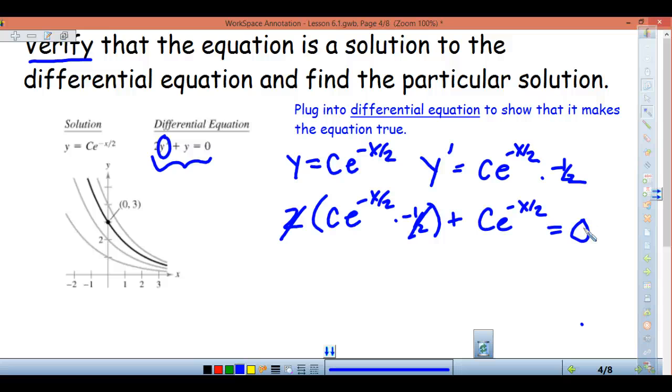Next, it asks me to find the particular solution. So this is a general solution because it contains an unknown constant. And what I need to know is I've been given a sketch, or a partial sketch I should say, of this solution, and it happens to pass through the point 0, 3. So since I have one unknown, this unknown c, I can find that by plugging in that value. So I know that when x is 0, y is 3. So I go ahead and plug that in.